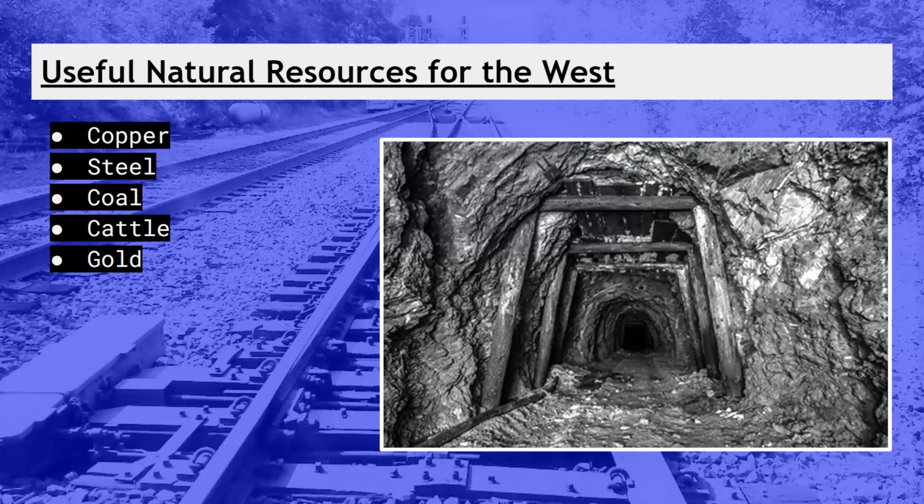Some useful natural resources would be copper, steel, coal, cattle. You might not consider that a natural resource, but in some cases it may be, and then gold. So these were all things that caused people to move there, and once these were found, they caused boom towns. And when maybe they ran out, then they were ghost towns because all the people left.